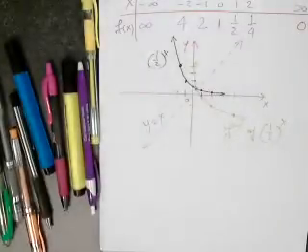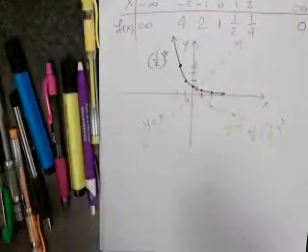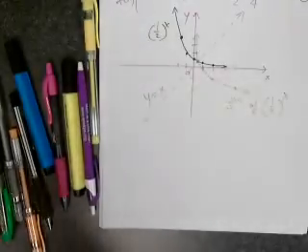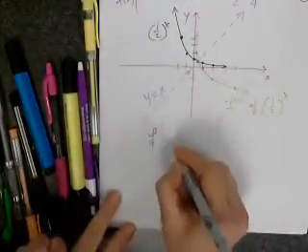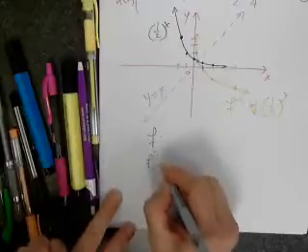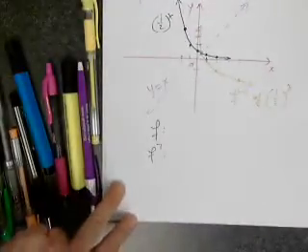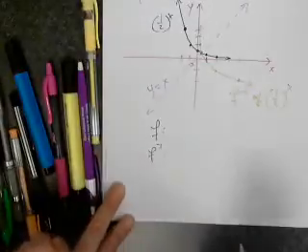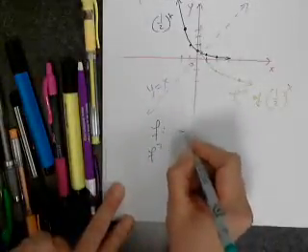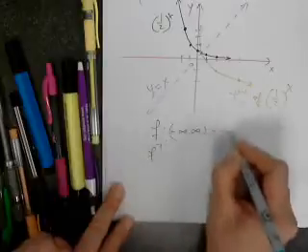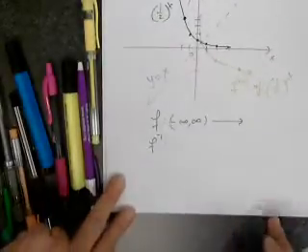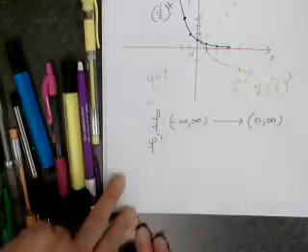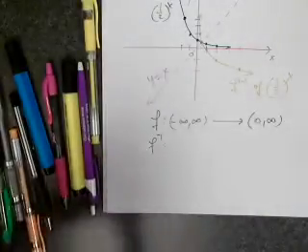It's f inverse for the function 1/2 to the x. Perfect. And now I would like for this function to find the domain. What is the domain of the 1/2 to the x? Negative infinity to infinity. What is its range? 0 to infinity. And now we know the inverse function's domain and range.